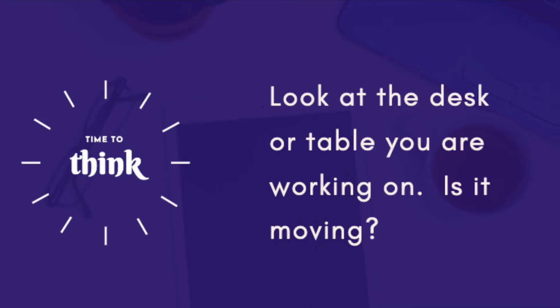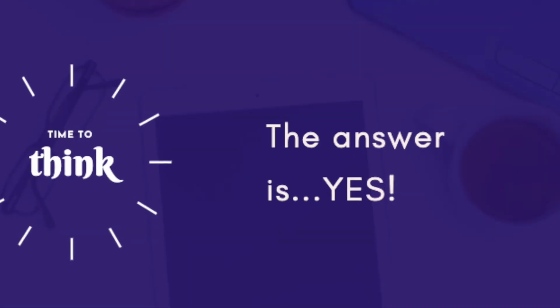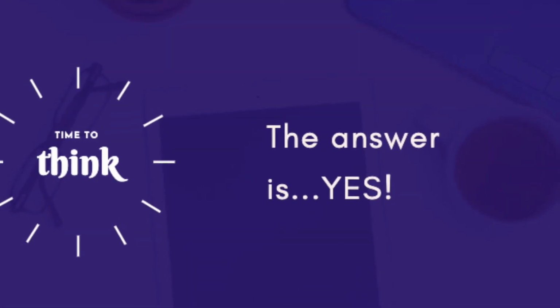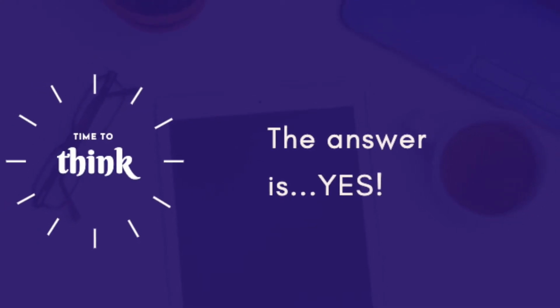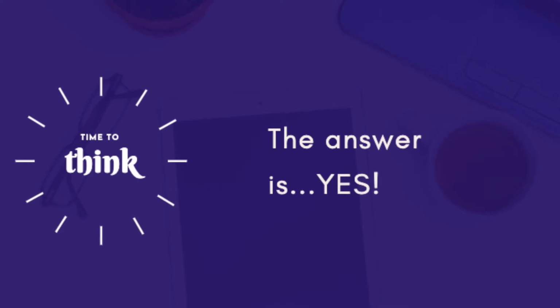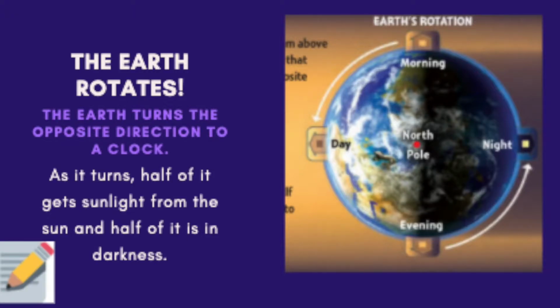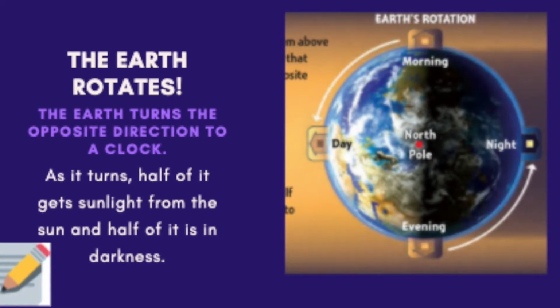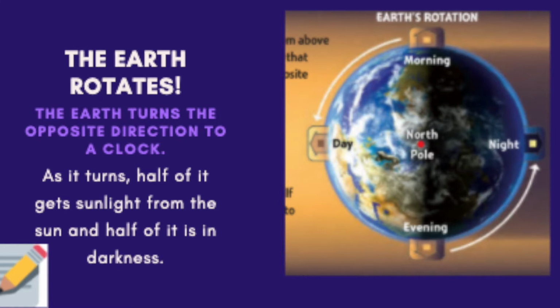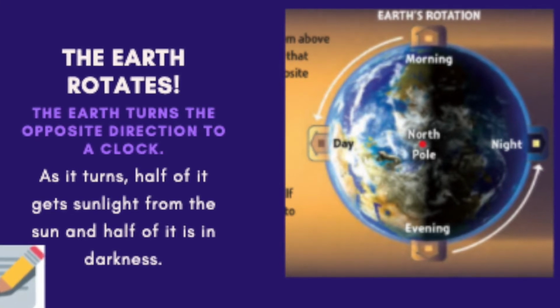I want you to look at the desk or the table that you're working on. Is it moving? The answer is actually yes. In fact, everything in the room is moving, including you. Let's find out how. This picture shows us looking at the Earth from above the North Pole. We are able to see that the Earth turns in the opposite direction to a clock.